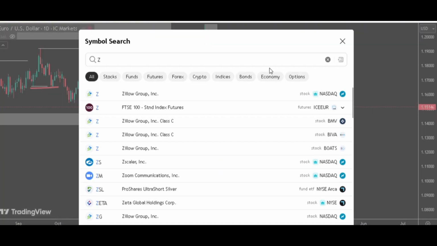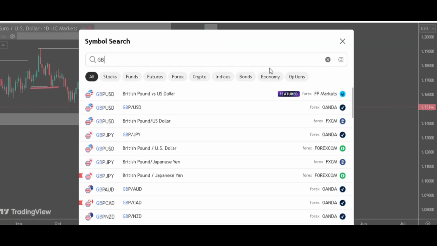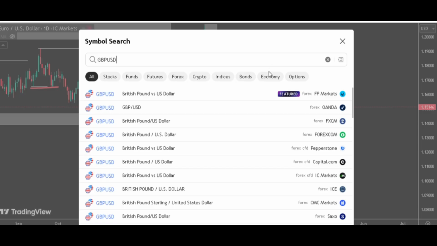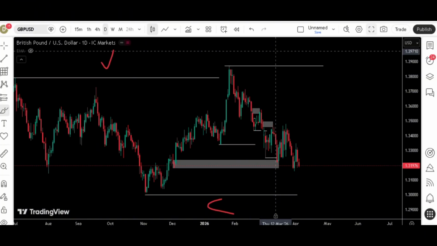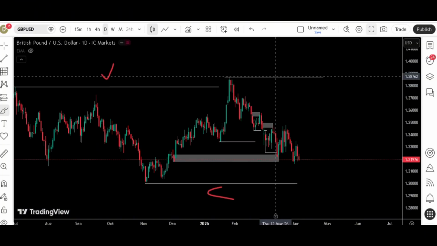We can go to GBP USD. So you can see GBP USD is also similar to Euro USD, but for people that like to compare, to use what do they call it? I forgot the name.